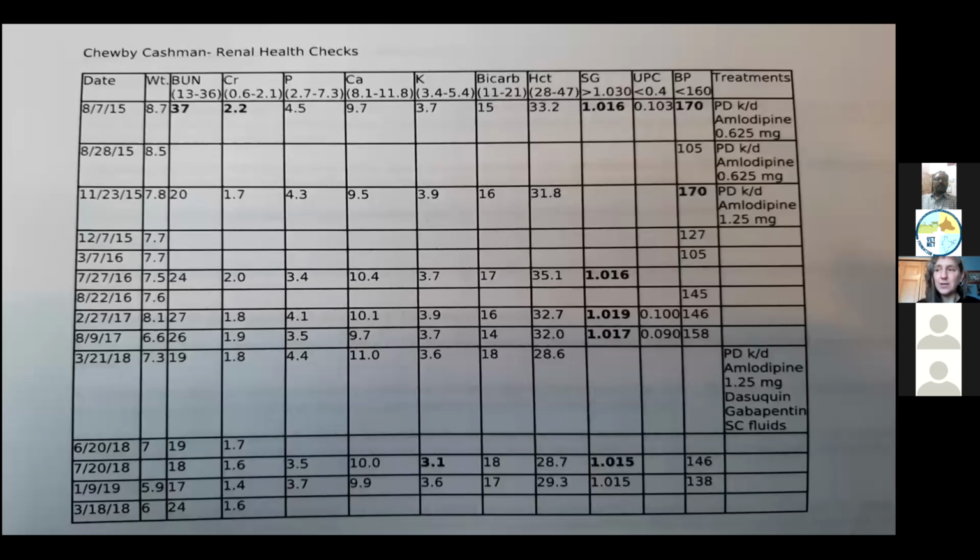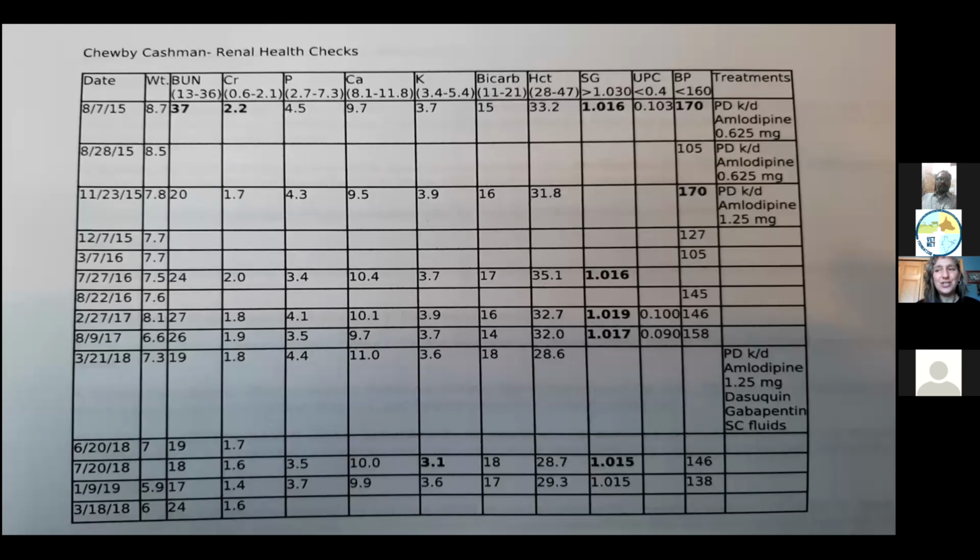Also not included in this chart was the fact that in September of 2018, Chubby did start struggling with some episodes of decreased appetite and vomiting. So he was placed on mirtazapine and maropitant off and on as needed. The final date on the chart is supposed to read March of 2019, not 18.